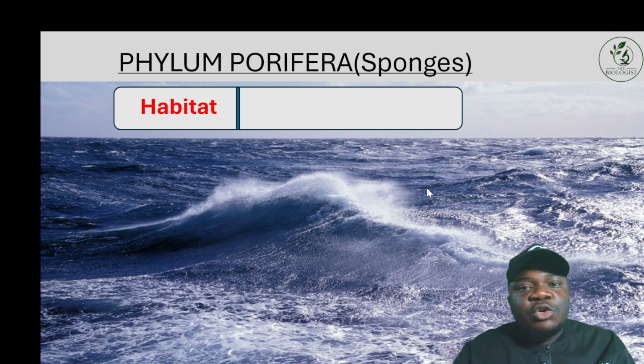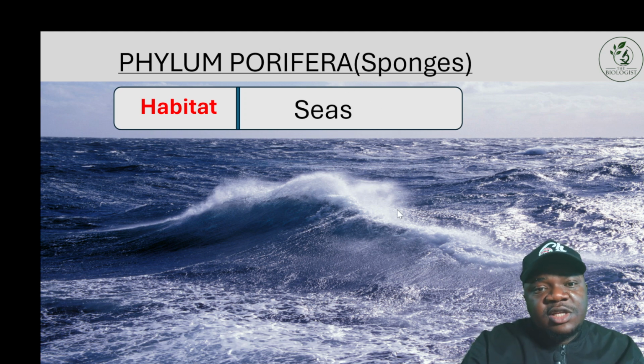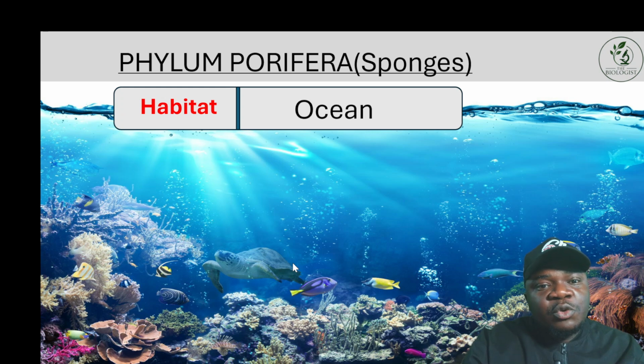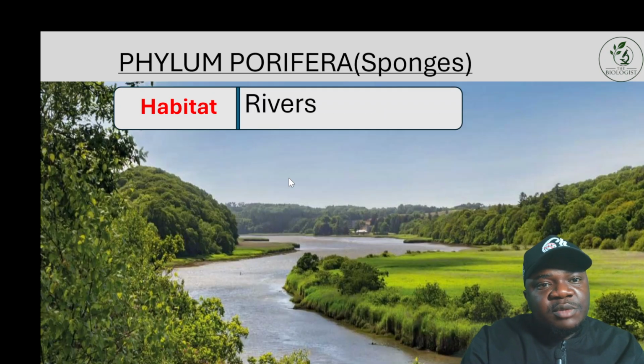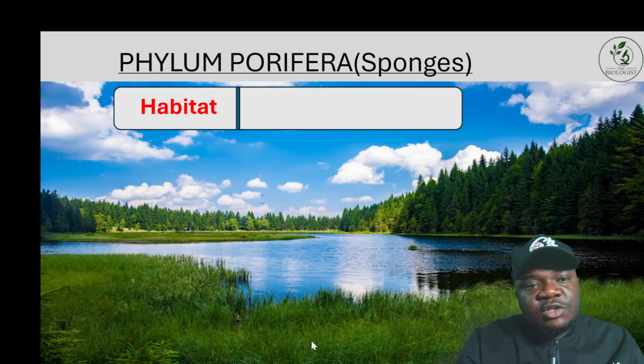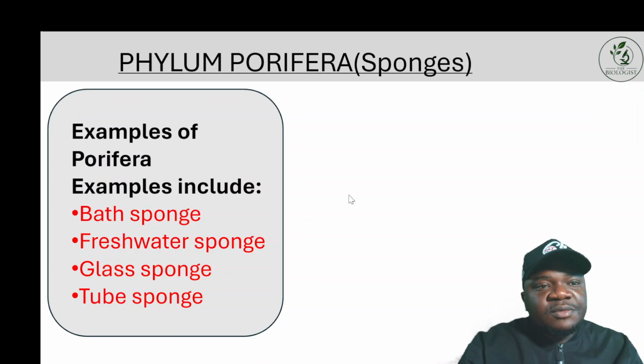Okay. So they belong to different habitats. For the habitat, this here is a sea, a good example of a sea. Very beautiful view. Then you have your ocean. So you can find the sponges in the ocean. And again, you can find them in freshwater ponds. So this is a good example of ponds. Then you can find them in rivers. All right. And you can also find them in lakes. Like I told you, they are found in aquatic environments, which is an environment that has to do with water. All right. So this is where you can find sponges.